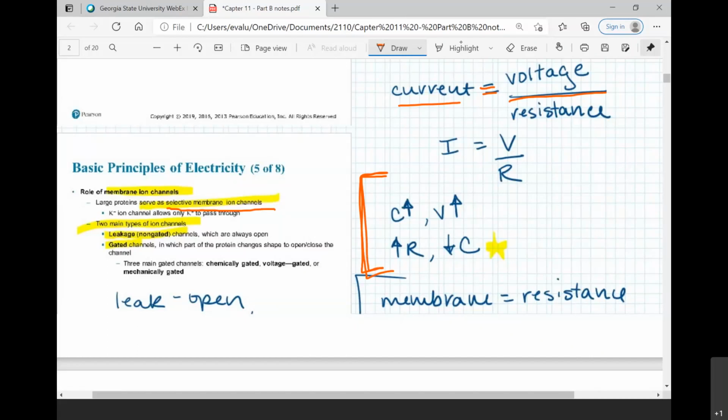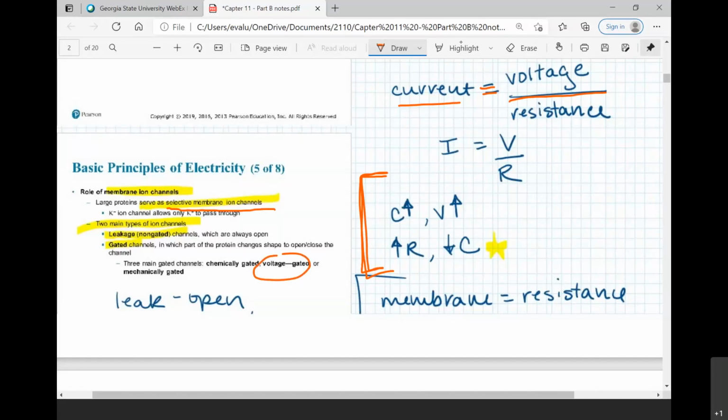We've got the leak ones, which we've talked about, which are always open, and those gated ones, which are going to be chemically, voltage, or mechanically gated. We're going to be spending most of our time in this chapter on voltage. But what that means is that this now has a bridge in order to go across our plasma membrane.